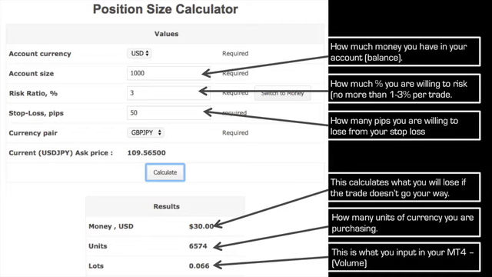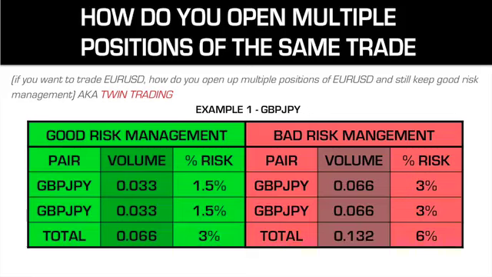How are you going to break this up? Maybe you don't want to just do one trade at 0.066. Maybe you want to break it up. How do you actually do that? To use good risk management, you would take that 0.066 and divide it by 2, if you want to open up 2 positions so that it still totals up to 3% of your account. So you see how it says GBP/JPY, 0.033, 0.033. That means I'm actually risking 1.5% of my account. Now, if I have 2 of those, I am only risking 3% of my account. That is the good way of doing it.